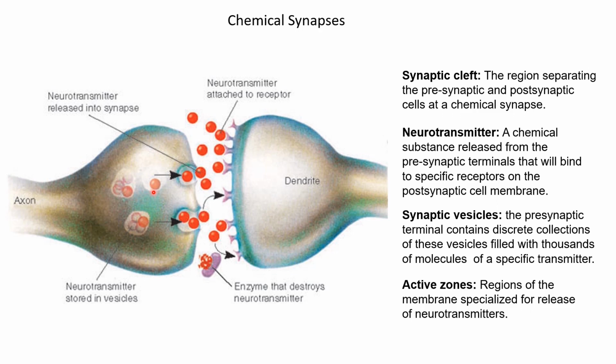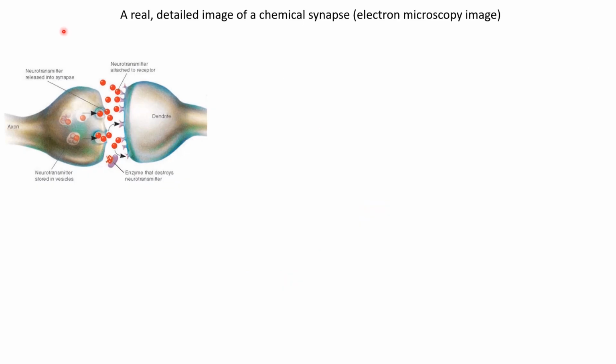Each of these vesicles may contain a few hundred or a few thousand of these neurotransmitters. And when the time is right, then these vesicles can fuse with the membrane and release the neurotransmitters into the synaptic cleft. And this releasing happens only at specific regions in the membrane. These regions have the required protein machinery that allow this process to happen, and these regions are known as the active zones.